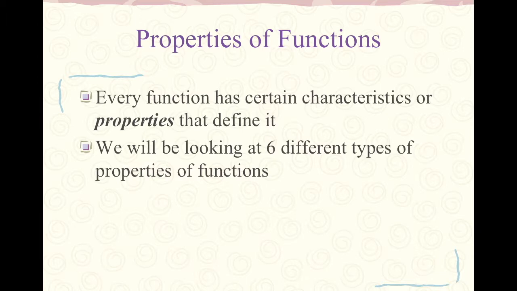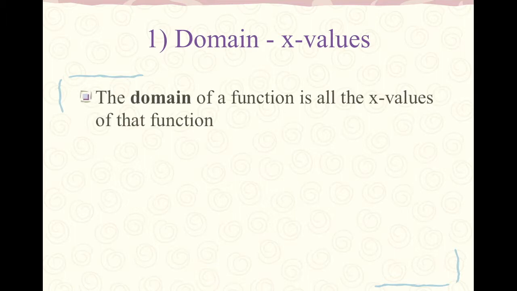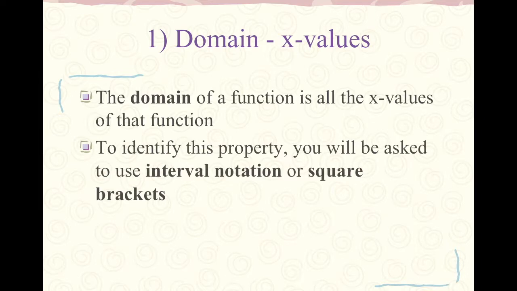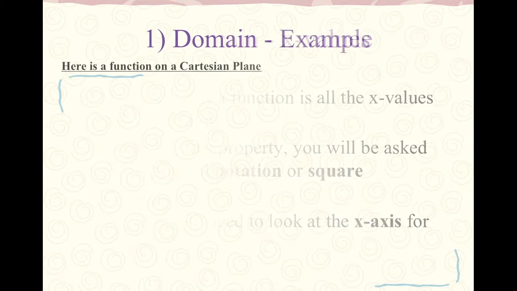But before we actually look at different functions, we're going to look at different properties. When you will be introduced to different types of functions in the next few weeks, you need to be able to identify the following 6 properties for each function you were introduced to. Beginning with domain. Domain deals with x values. The domain of a function is all the x values of that function. To identify this property and several others that are on their way, you will be asked to use interval notation or square brackets. You will also need to look only at the x-axis for this property. You only need to care about the x-axis for this property.